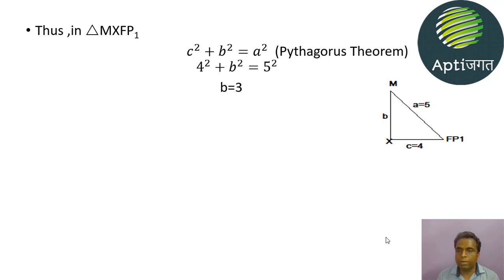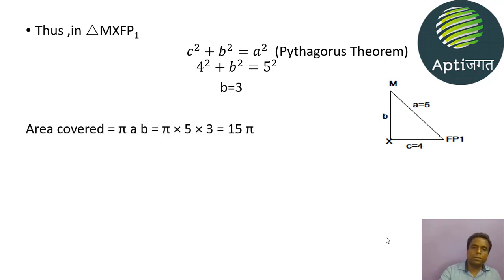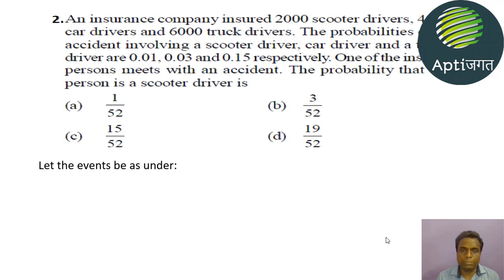So we have B equal to 3, because 3, 4, 5 is a Pythagorean triplet, right? So the area covered by the man will be equal to pi AB. Pi into 5 into 3 gives 15 pi. So the answer is 15 pi. The correct option is B. Now we will see the next problem from the NDA maths syllabus related to probability.